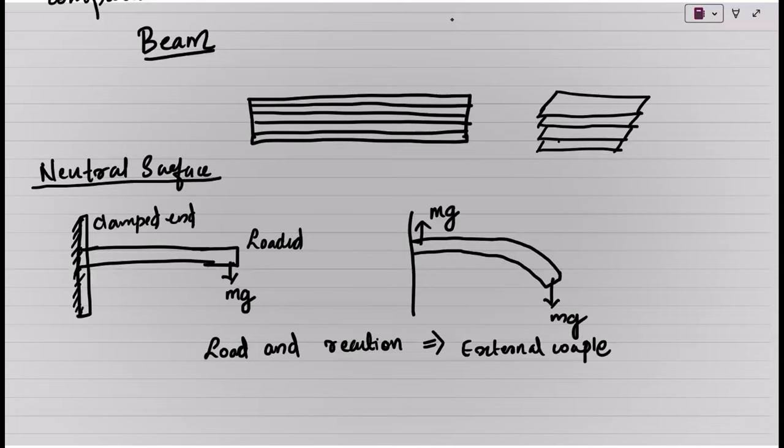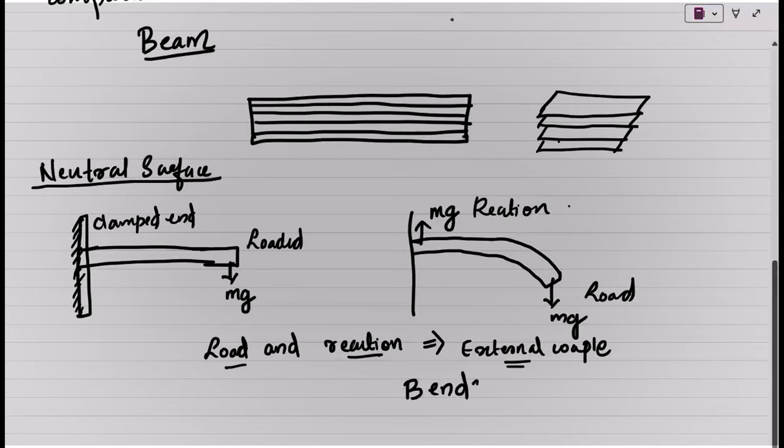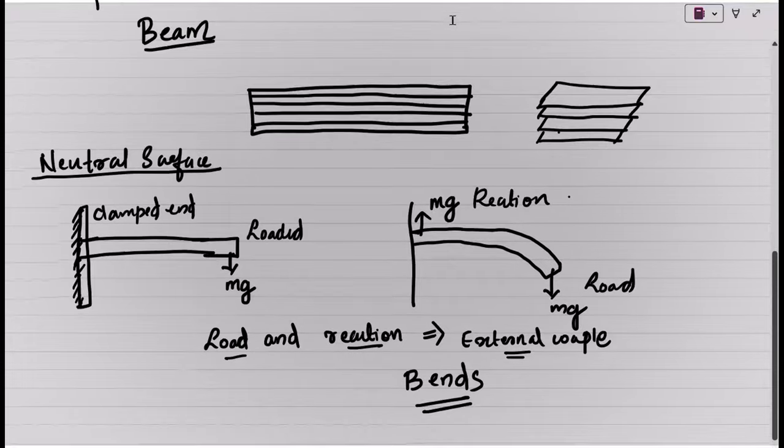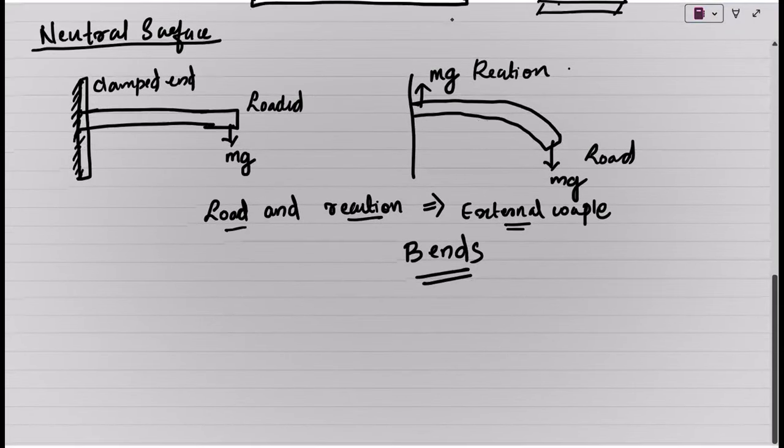In the body, this is the load and this is the reaction. The load and the reaction will create an external couple on the beam. Because of that, the beam bends. The bending of the beam is due to the external couple produced by the load and its reaction.